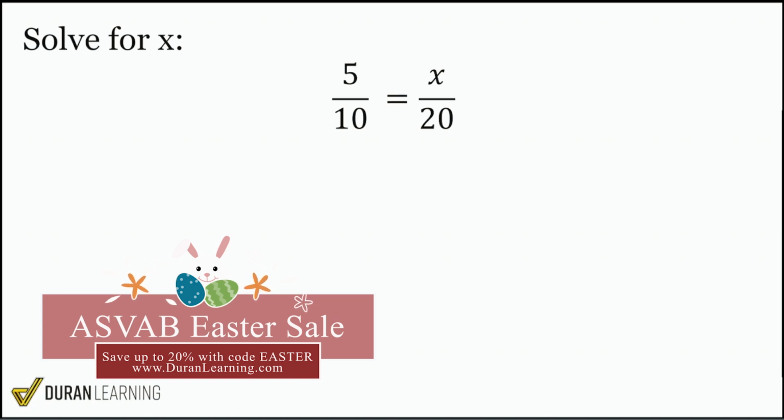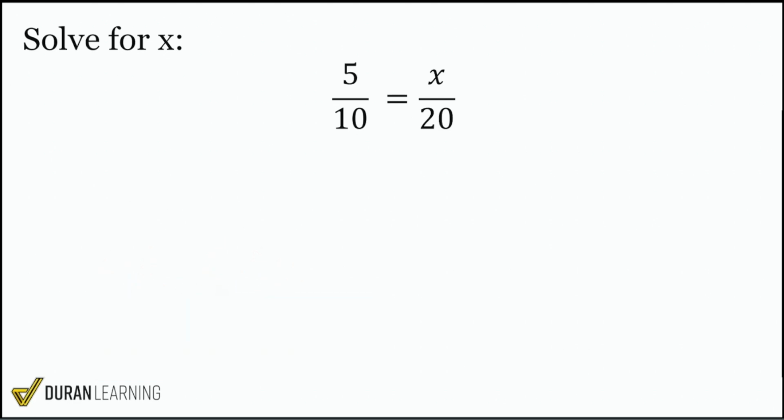So here we go. Let's take care of this one, everybody. Let's go ahead and cross multiply and divide. Cross multiply here. 10 times x, that's going to give us what, everybody? 10 times x shows up as 10x. Right on. And then 5 times 20 is going to give us what? Correct. That's going to give us 100. So 5 times 20 is 100.